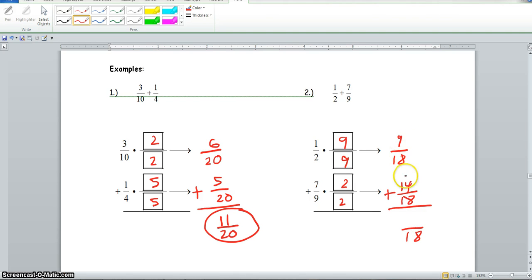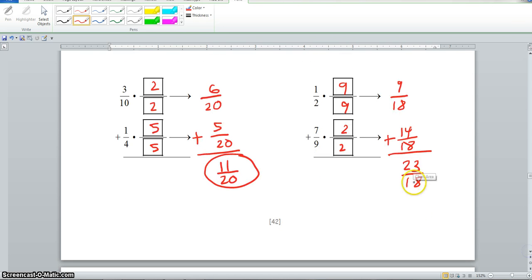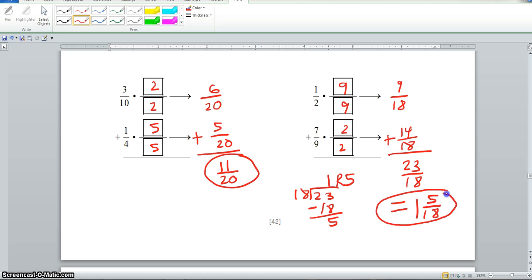Now we add our numerators. 9 and 14 is 23. So we have 23 over 18. Now we cannot simplify this, but we can change this to a mixed number. So we could go off here to the side and put 18 into 23. 18 goes into 23 once, and 23 minus 18 is 5, so we will have a remainder of 5. So this is also equal to 1, with a denominator of 18 and a numerator of 5.